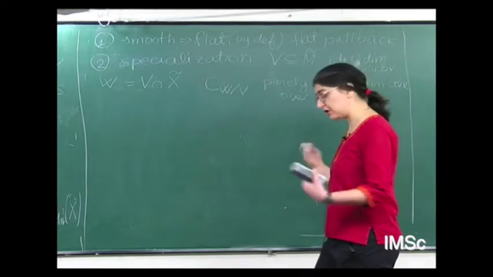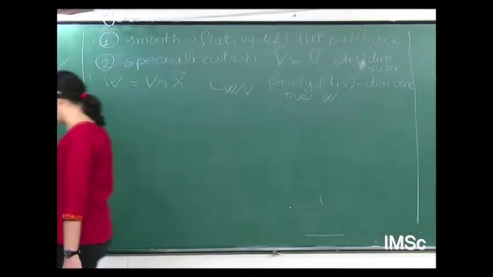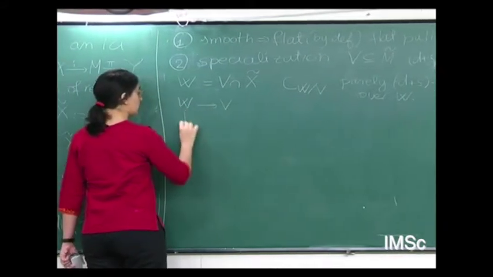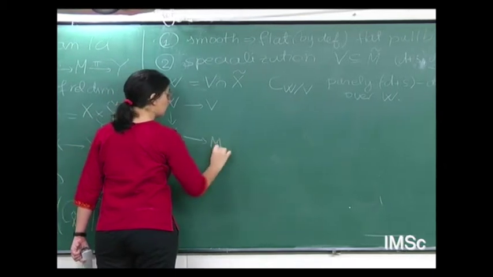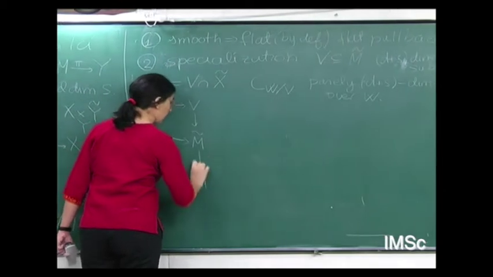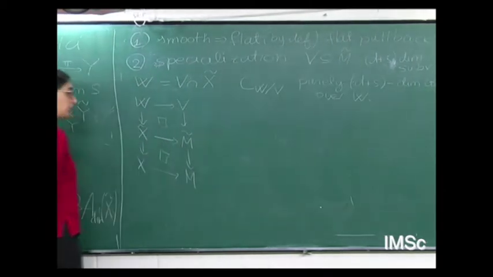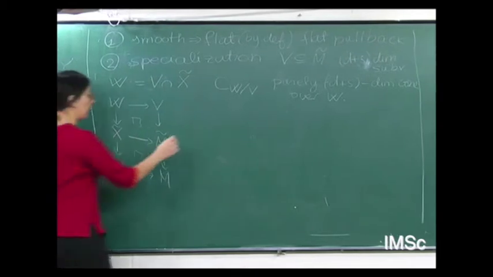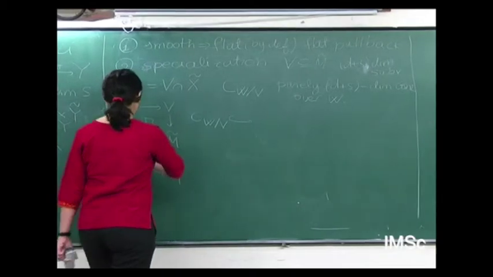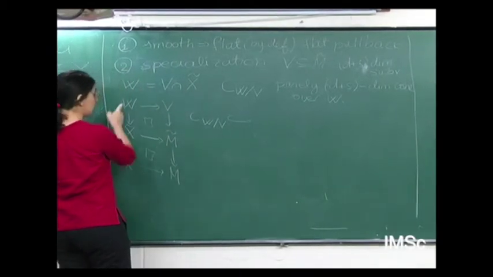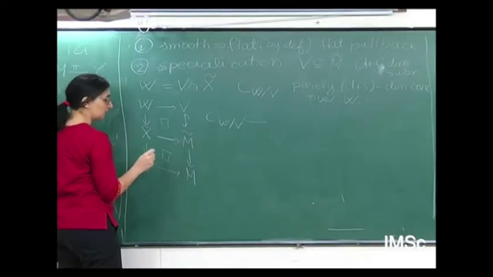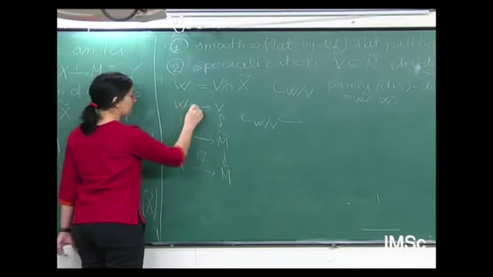And now you use this pullback property of cones. So remember, you have this diagram, W goes to V, X goes to M twiddle, X twiddle goes to M twiddle, and X goes to M. And these are all Cartesian. So this tells you that C_W V is contained in the pullback to W, so the restriction. This is a closed embedding.